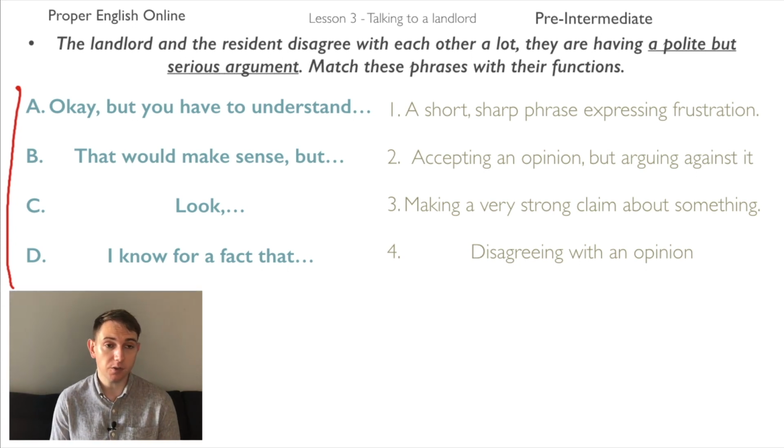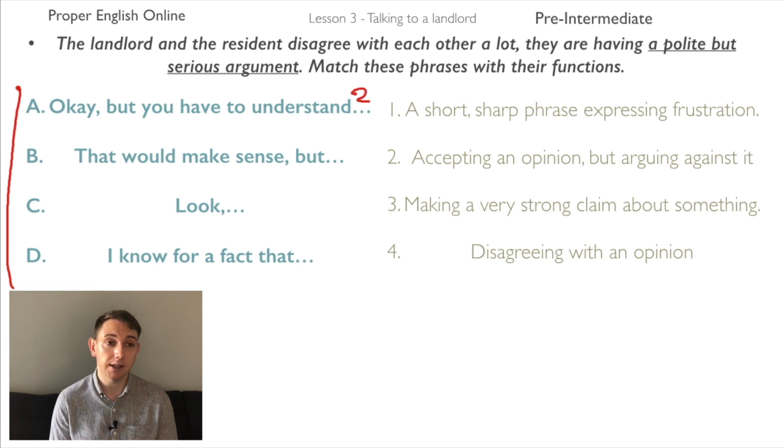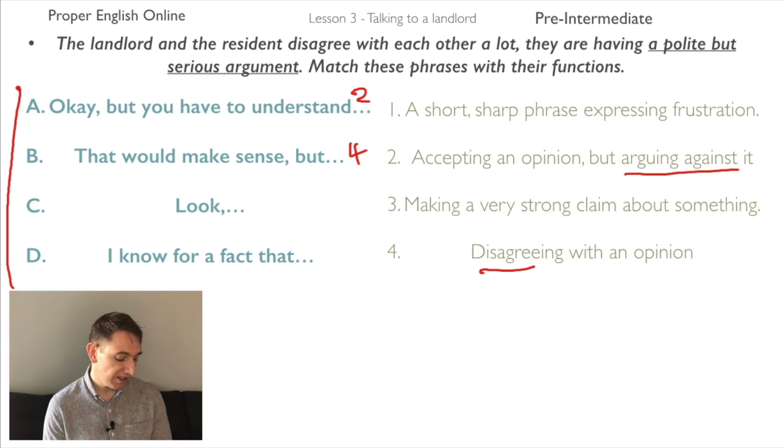Okay guys, so let's look at the first one. So, okay, but you have to understand. Now this one here, I would say this is accepting the person's opinion, but arguing against it. So saying, okay, yeah, okay, I see, but you have to understand. This one here is number 2 there. So it's accepting an opinion, but arguing against it. B, the next one, that would make sense, but this one here is disagreeing with an opinion. Very clearly disagreeing. But 2 and 4 are quite similar. They are both disagreeing phrases. They're both similar.